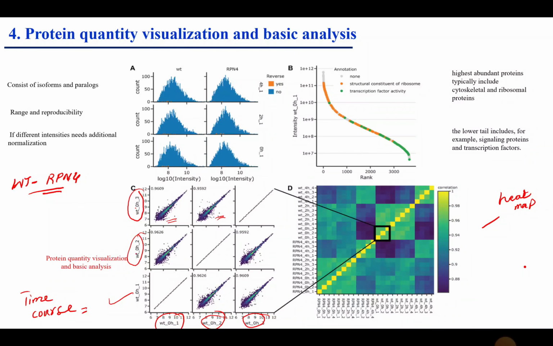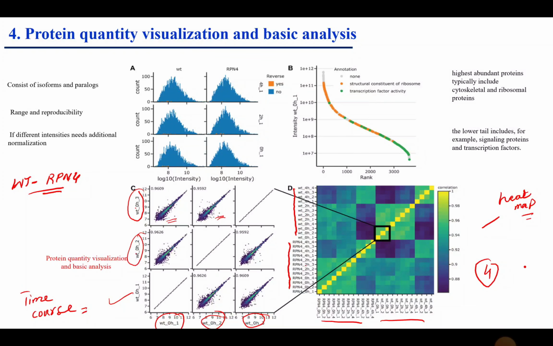Here let's suppose we have wild type on one side, and here we also have the mutant type on the other side. So now we are comparing at least four conditions. Because we have two conditions of wild type and two conditions of mutant type, we need to draw the heat map.